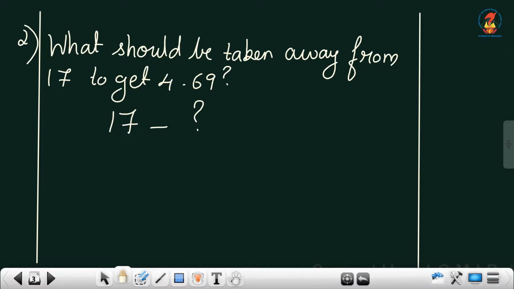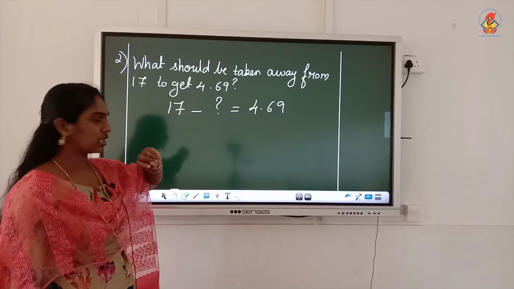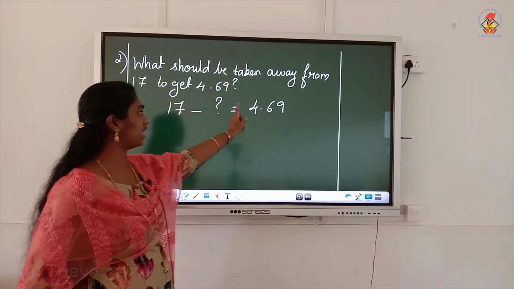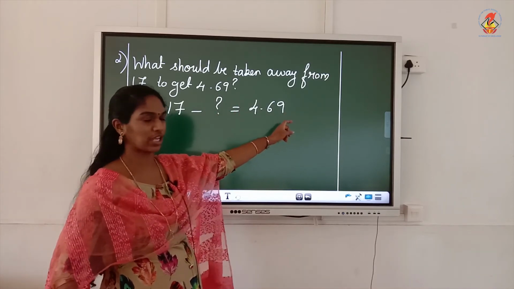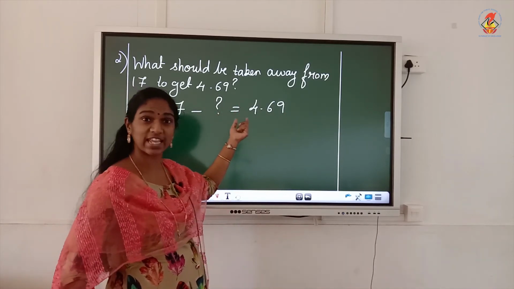What has to be taken away from 17 to get 4.69? So, this is the question. Minuend minus subtrahend equal to difference. You have to find out the subtrahend, the second number.